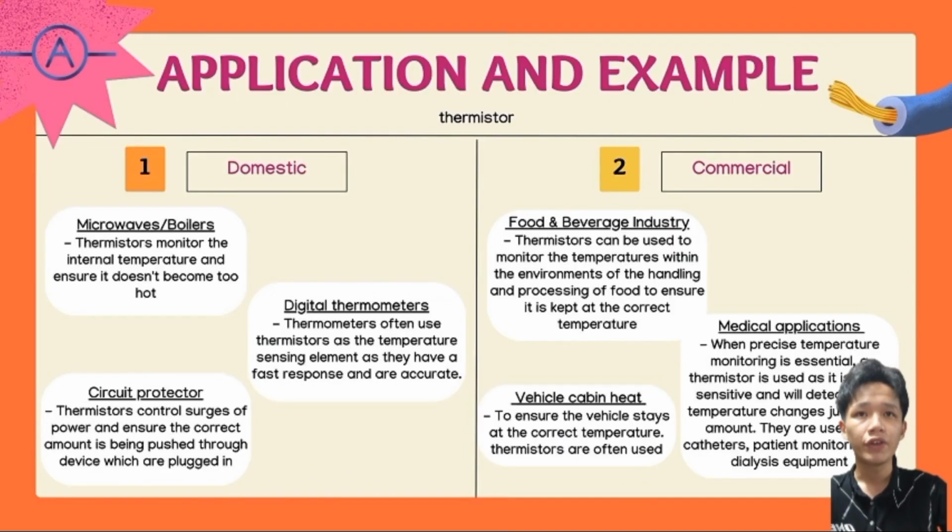Then the next, we talk about the application and examples of the thermistor. It actually has two parts, which are domestic and commercial. Domestic, it has microwave or boilers. Thermistor monitors the internal temperature and ensures it does not become too hot.